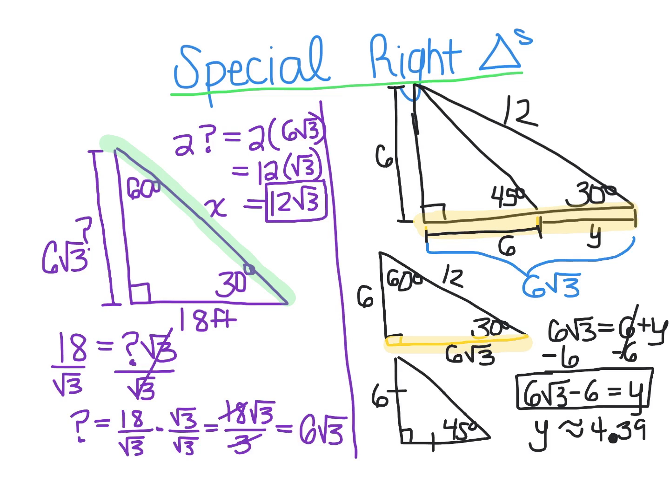Okay. I want you to be cautious here. When we're doing 6 times the square root of 3 minus 6, that does not give us the square root of 3, okay? The square root of 3 is not 4.39. Plug that into your calculator and recognize that I'm multiplying right here, 6 times the square root of 3. And then I'm going to subtract the 6, okay? I hope that was helpful, guys.